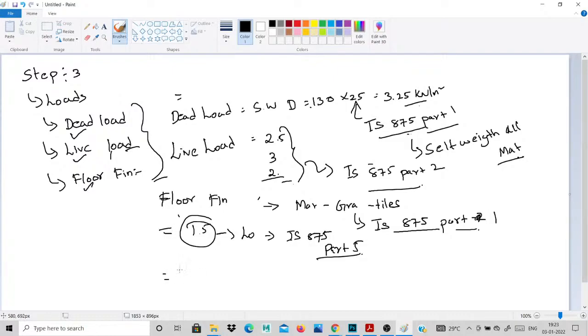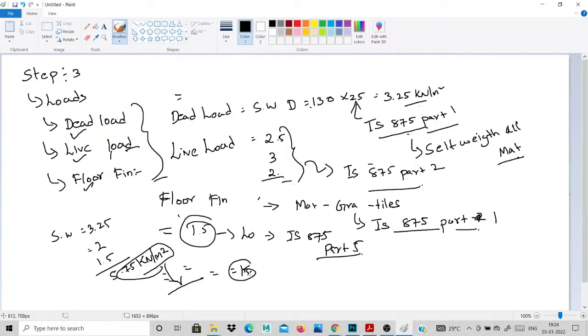Finally, for my total load, I take my self weight as 3.25, my live load as 2, and my floor finish approximately 1.5. This is my total load, 5.75 kilonewton per meter square. It is an area load, so I provide kilonewton per meter square. Then how to calculate the ultimate load? Multiply by 1.5, and you get the ultimate load.